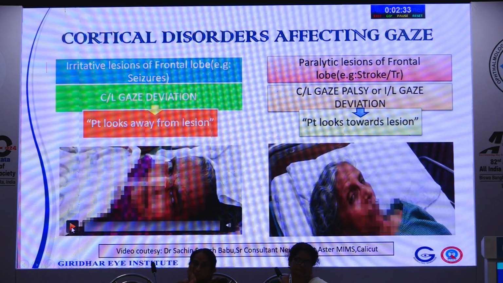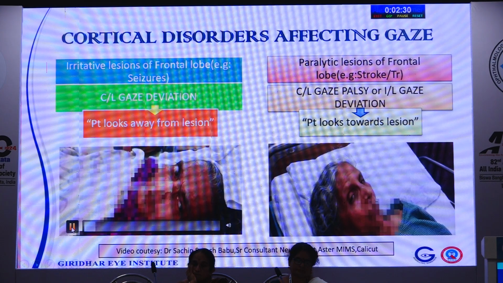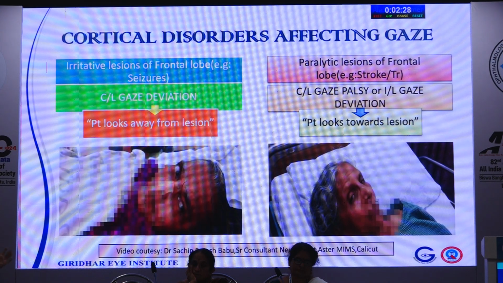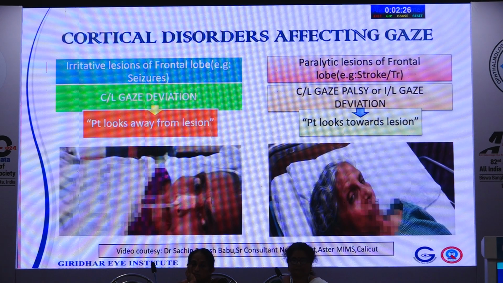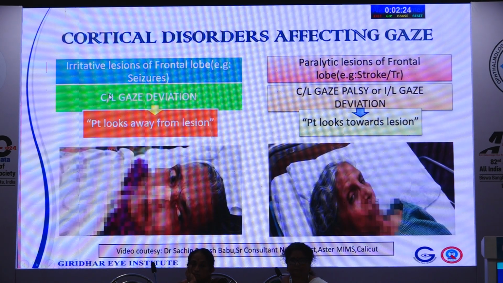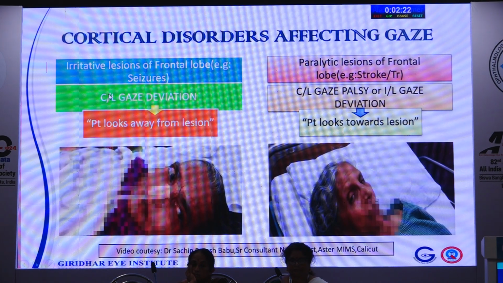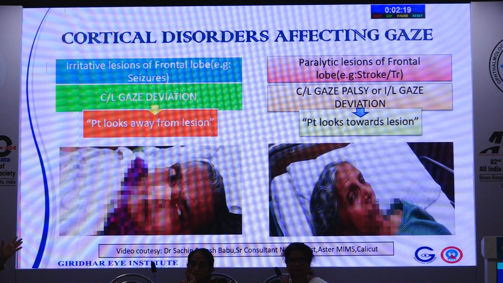So this lady, you can see, is very sick. She's in the ICU, but she has a gaze deviation. Her eyes are deviated to the left. So she has an irritative lesion of the right frontal lobe. An irritative lesion of the right frontal lobe will make the patient look towards the opposite side.